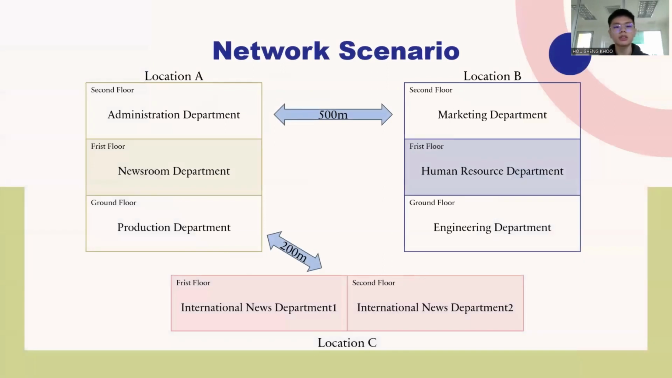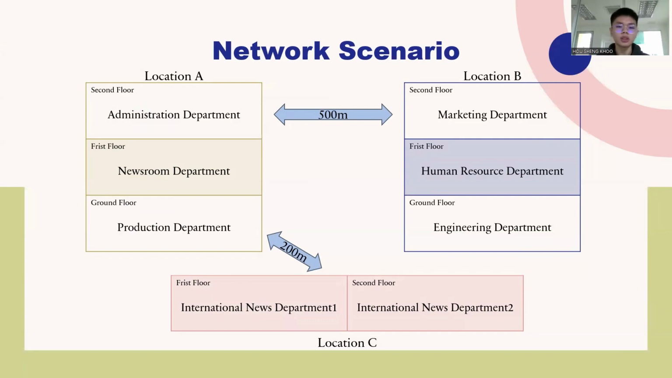This is our network scenario. In our network scenario, we have three locations: location A, B, and C. In location A, we have the administration department, newsroom department, and production department. For location B, we have the marketing department, human resource department, and engineering department. For location C, we have international news department 1 and international news department 2.